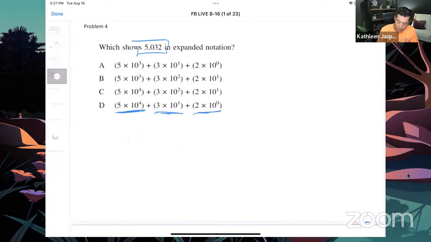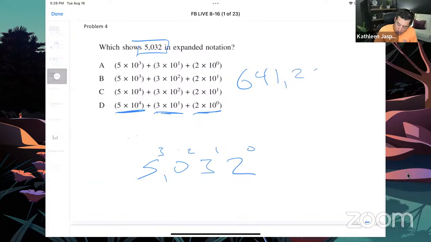And I'm just going to show you real quick how it works out and a real quick way to do it. So if I have 5032, then the way that the powers work is you should have zero. It starts with 0, 1, 2, 3. And I'll show you why. It doesn't matter what number it is. If it's 641,269, then always start 0, 1, 2, 3, 4, 5.